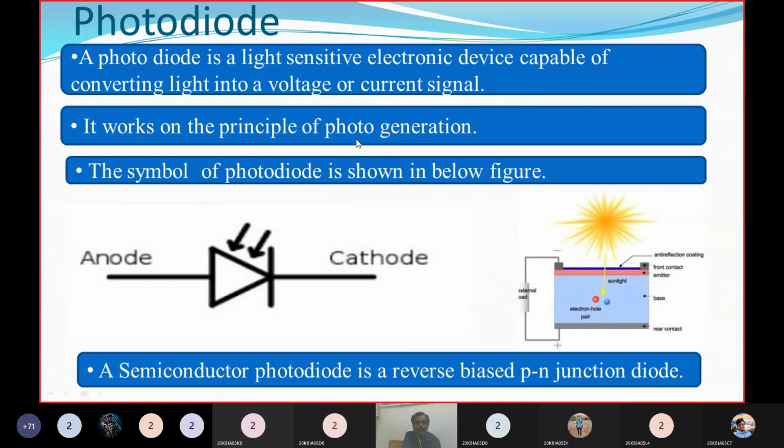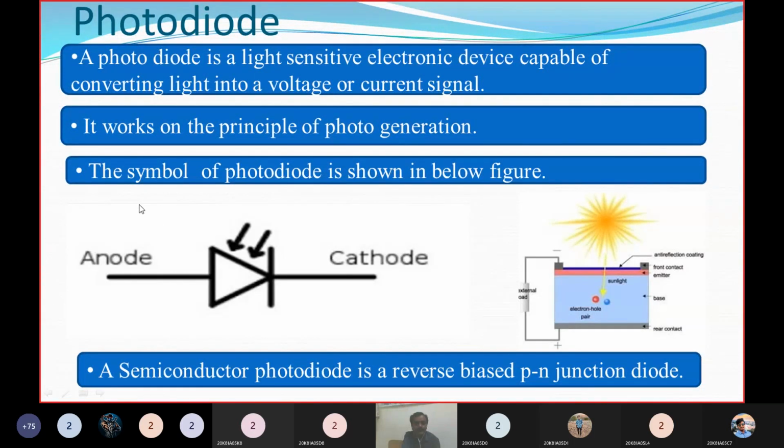So that is the absorption of the photon. Here an electron hole pair is generated. That's why this is called photo generation. Because of the electron hole pairs, either current will be produced or we can observe some voltage. Here optical energy is converted into electrical energy. So that's why we simply say that it works on the principle of photo generation.